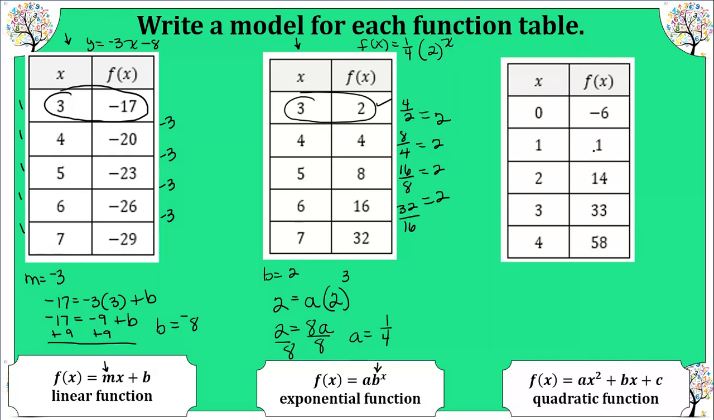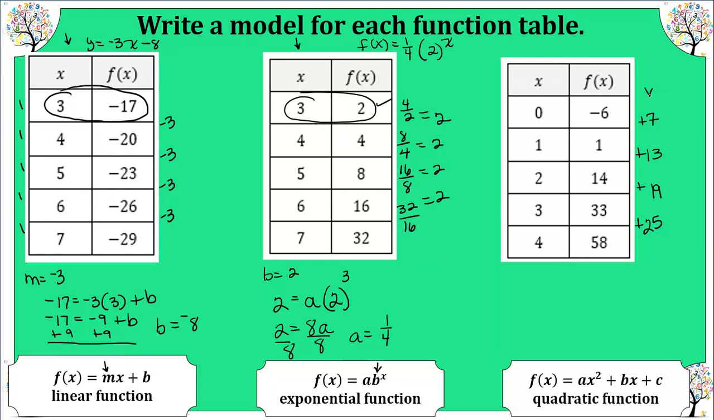Now our last table is quadratic. We are going to find the a value. The a value is going to be the second difference divided by 2. -6 to 1 is going up by 7. From 1 to 14 is +13. From 14 to 33, that's going to be 19. And from 33 to 58 is going to be 25.